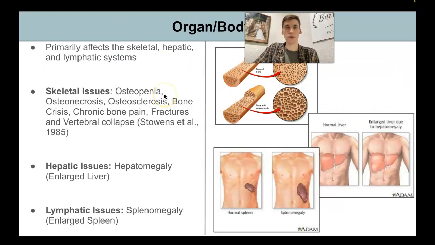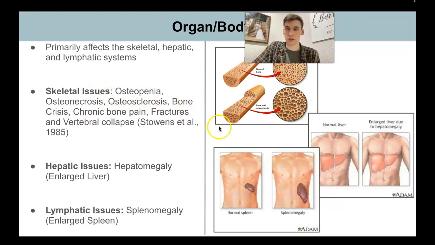Okay, so organs that are impacted. We have skeletal, hepatic, and lymphatic, so the liver and the spleen and the bones. Skeletal issues, what's going to happen here is that the bone cells are going to be blocked from doing their job by the Gaucher cells. And so we see in this picture up here that the porous bone tends to happen here because we have the Gaucher cells impacting those bone cells. And so we kind of get osteoporosis, so the porous bone.